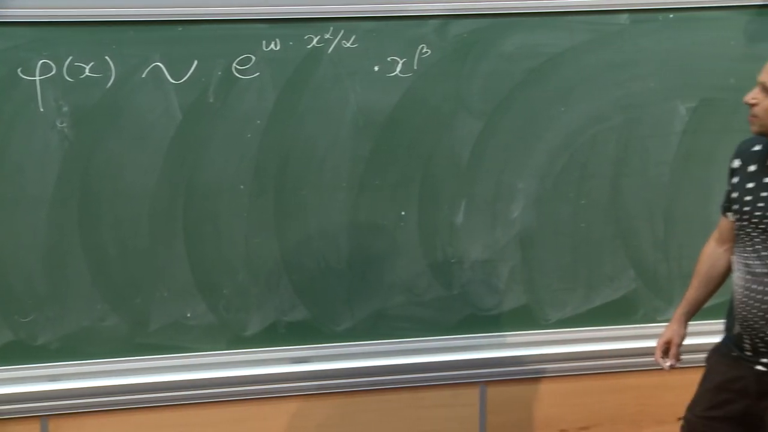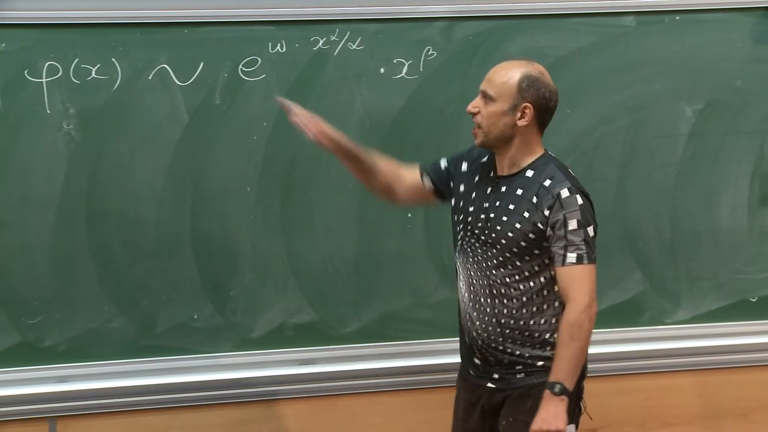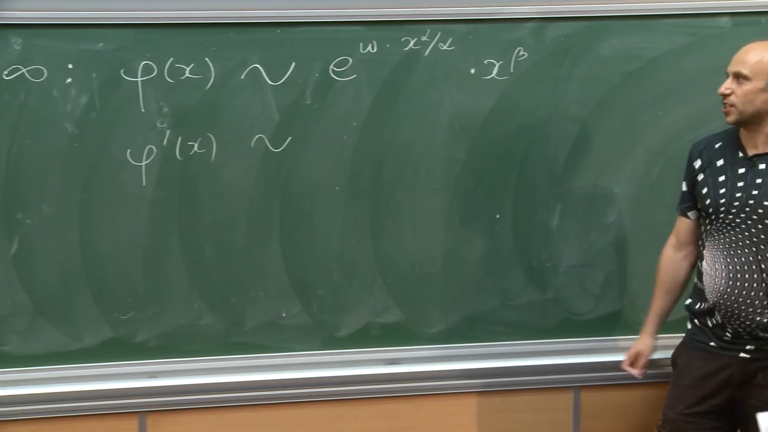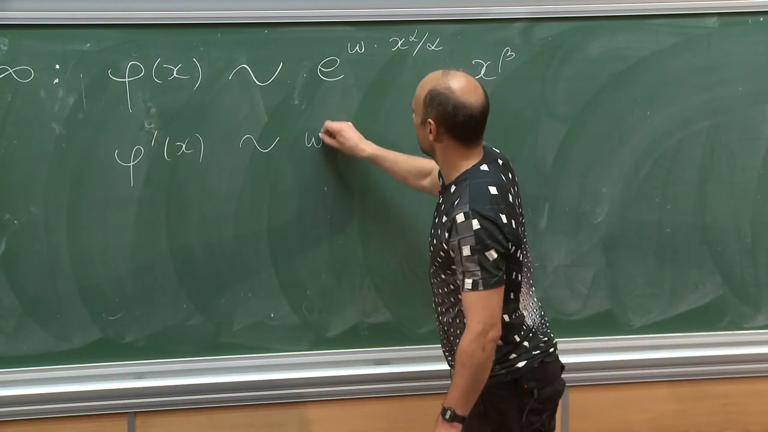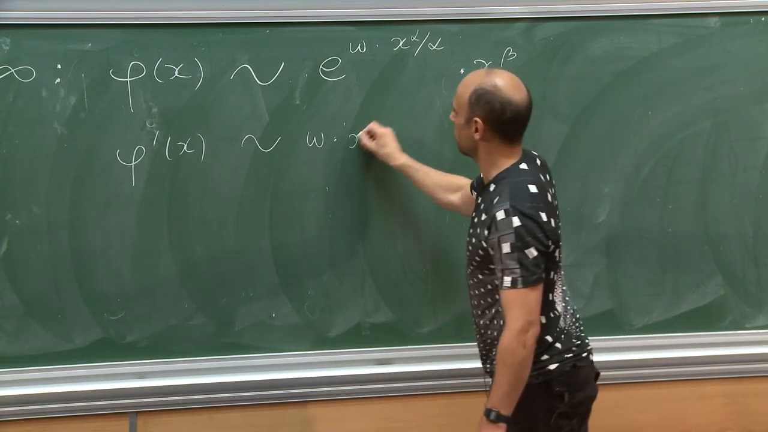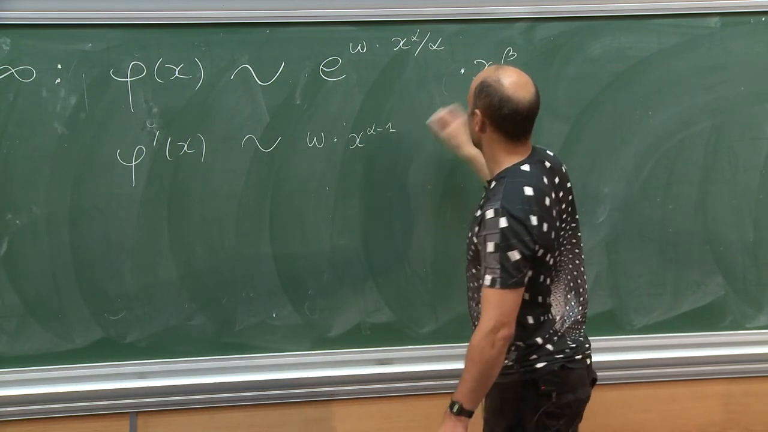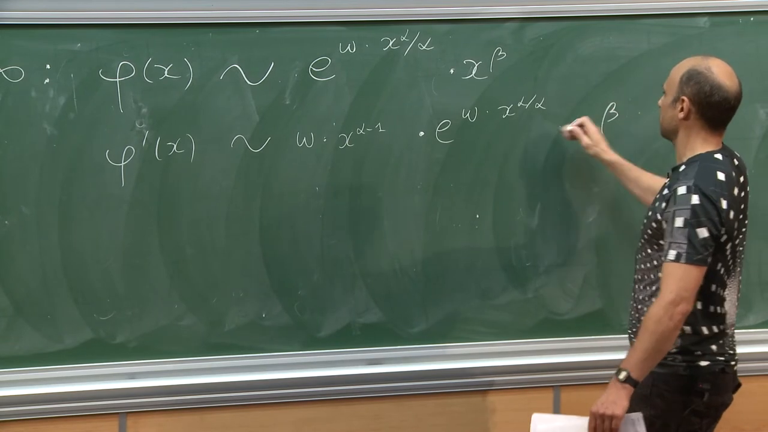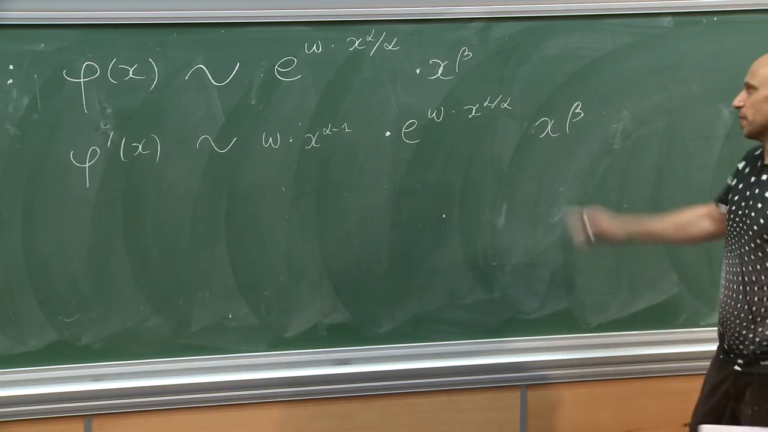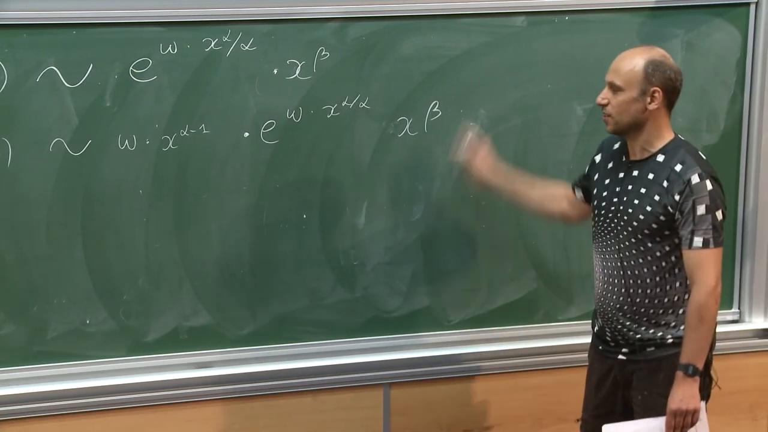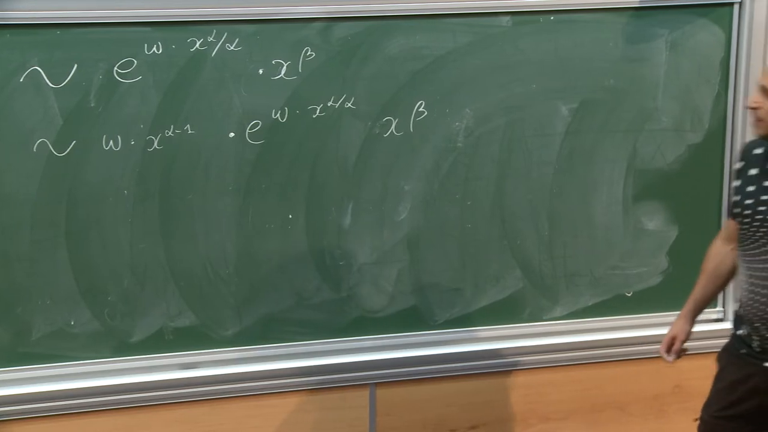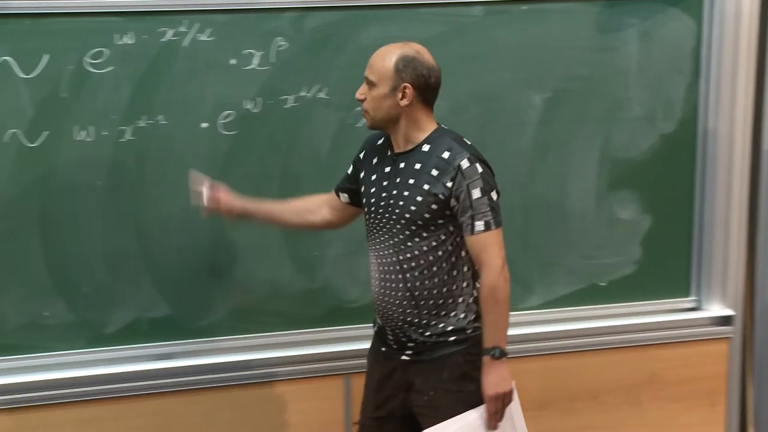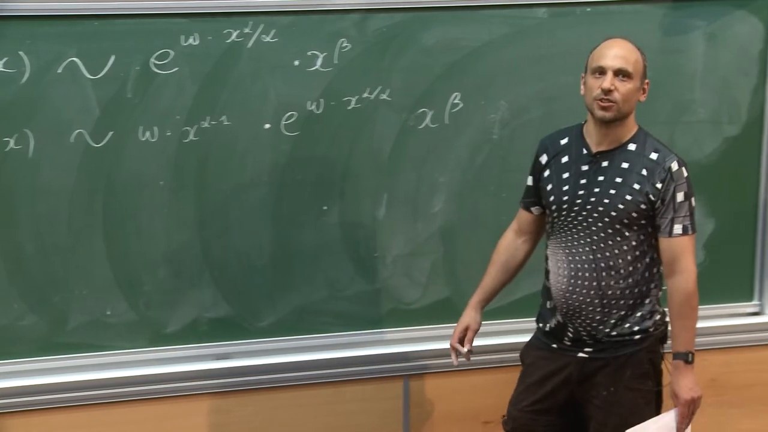So what will happen when you differentiate this? When you differentiate the exponential, you will find omega times the derivative of the exponent, so x to the power alpha minus 1, times the same thing. And then there will be a smaller term, actually, when you differentiate x to the beta. So basically, when you differentiate this, you multiply everything by omega times x to the power alpha minus 1.